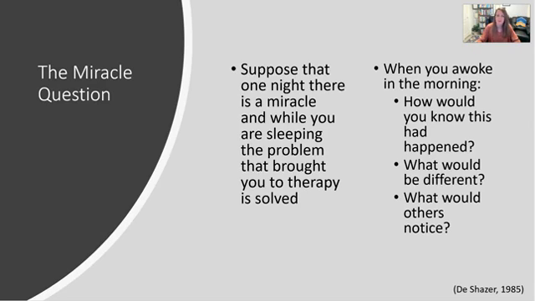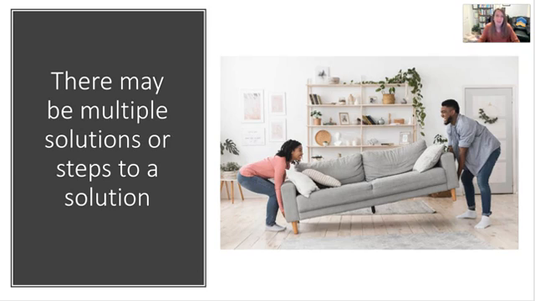That's the miracle question. I think that there also may be multiple solutions or steps to a solution. So say the problem is you've got to get rid of your old, saggy, disintegrating couch. The overarching solution is to, say, get your friends to help move it. But there's several steps to actually making that happen, and helping those little victories happen can be really important, especially with someone with avolition or a lack of motivation.